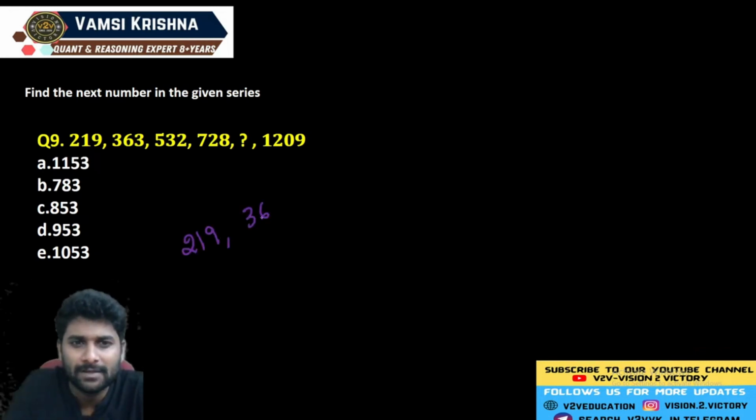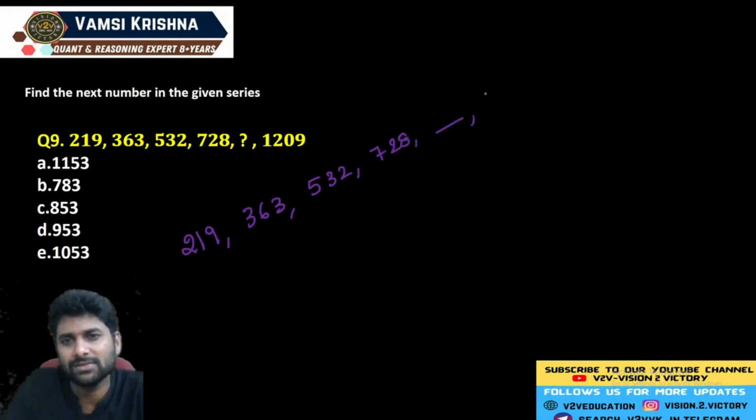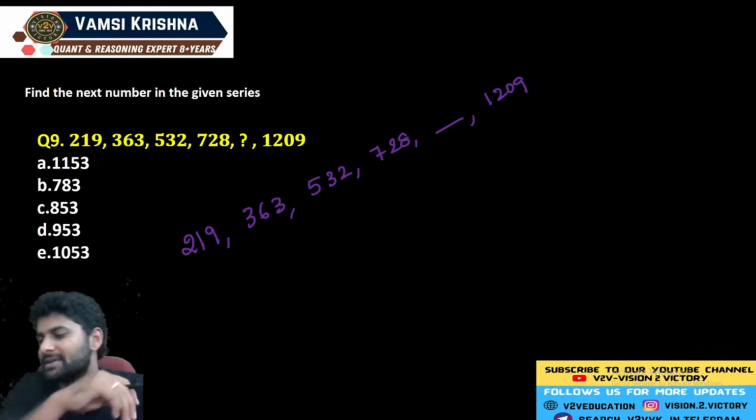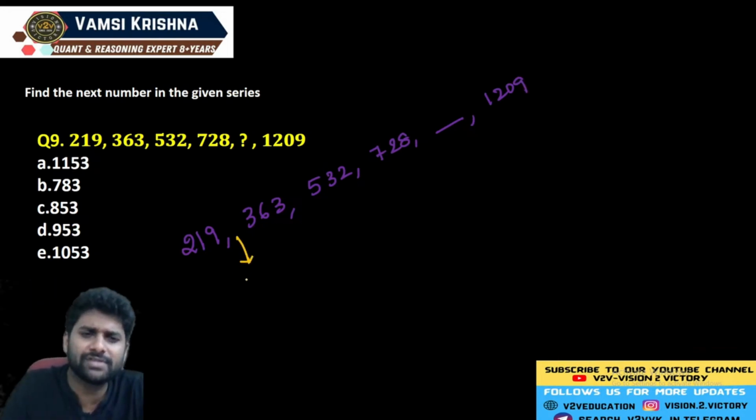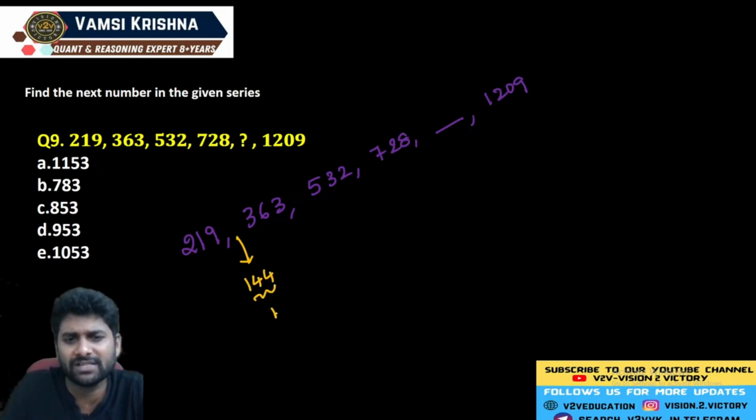Move on to the next one. 219, 363, 532, 728. So what is the missing number? And last number is 1209. Now see, what's the difference of these two numbers is 144. Guys, while seeing 144, definitely it's a 12 square value. It's a 12 square value.